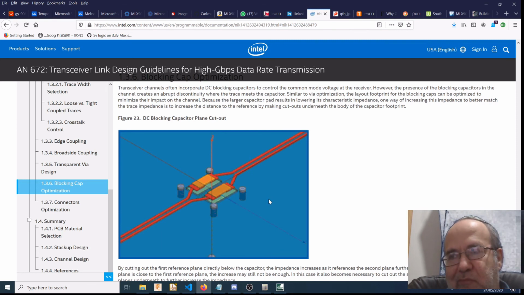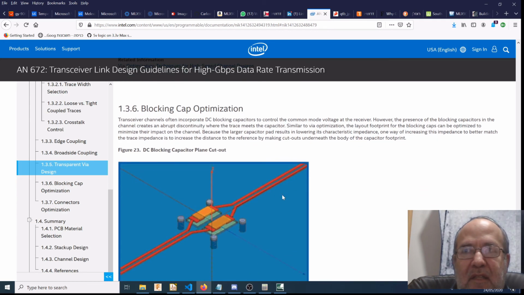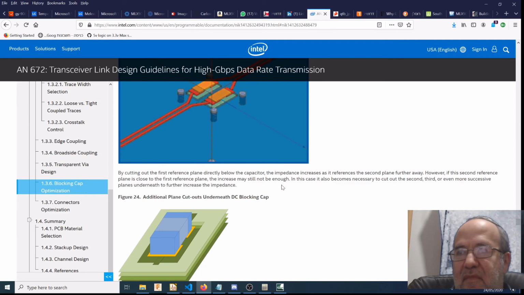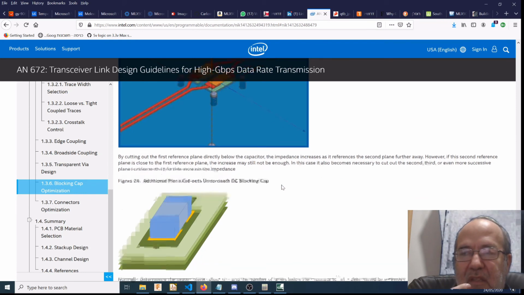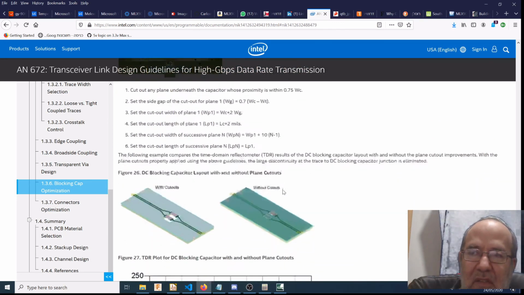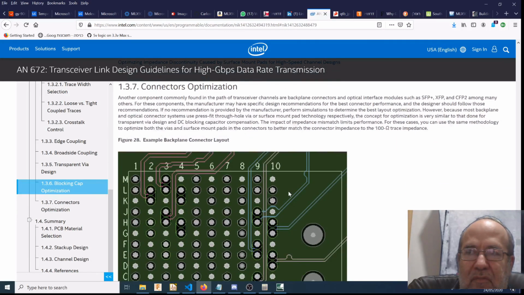Okay. Not sure if this is what they're talking about. Block DC optimization. Okay, talking about putting cutouts underneath capacitors. I'm not overly up to speed on why they were doing this, and I don't want to get into this point. Okay, connector optimization.